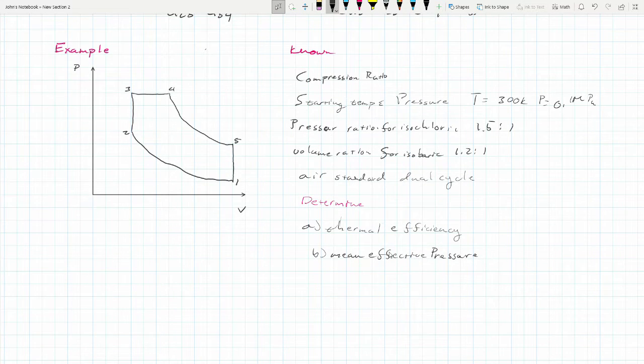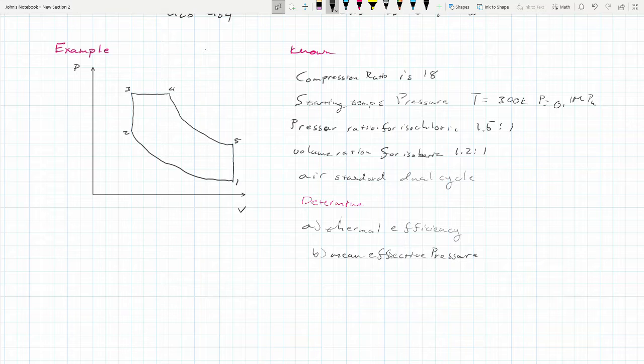Welcome back. Well, here is an example for a dual cycle. So what do we know? What is given to us? Well, working with the air standard dual cycle, we are given a compression ratio of 18, which I forgot to write down. We're given the starting pressure and temperature of 300 Kelvin and 0.1 megapascals. The pressure ratio for the isochoric section is 1.5 to 1, which means P3 is 1.5 P2. And the volume ratio for the isobaric section is 1.2, which means V4 is 1.2 times V3.